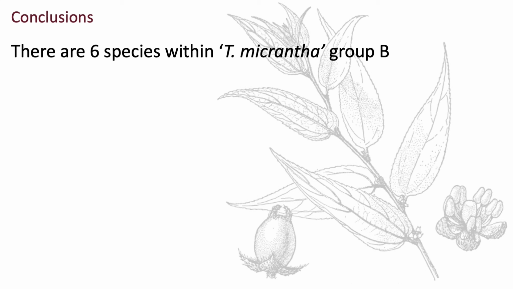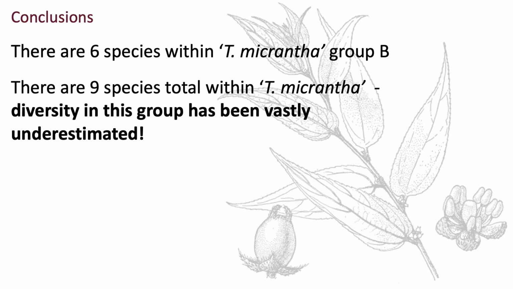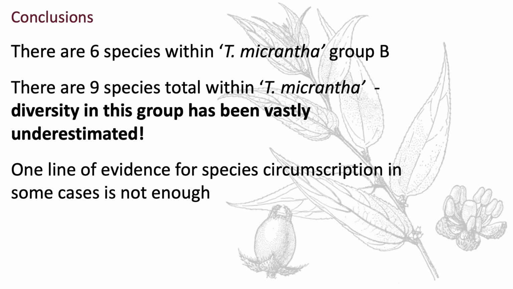And when we look at all the lineages in Trema micrantha and include A, C, and D, then we can say that there's 9 species total within Trema micrantha. So we noted that this is likely not a well-described species, and I think this evidence definitely supports that, because the diversity in this group has been vastly underestimated until now. And one thing that I've learned throughout this endeavor is that one line of evidence is almost certainly, in at least some cases, not enough. One line of evidence is not enough to describe species.